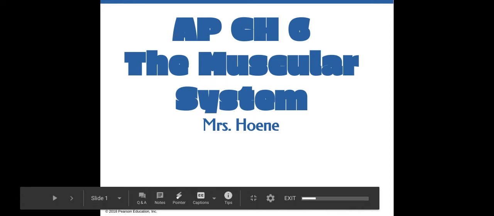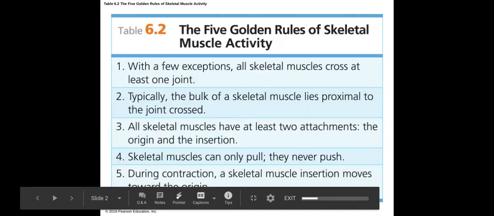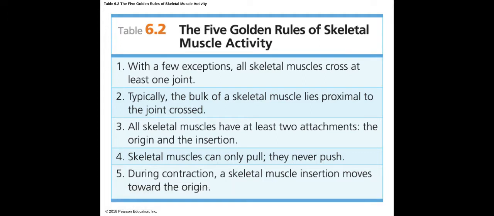All right, this is chapter 6, the muscular system. Some rules that go with skeletal muscle activity. Number one, with few exceptions, all muscles cross at least one joint. Number two, the bulk of a skeletal muscle lies proximal to the joint, or closer to the joint that's crossed.